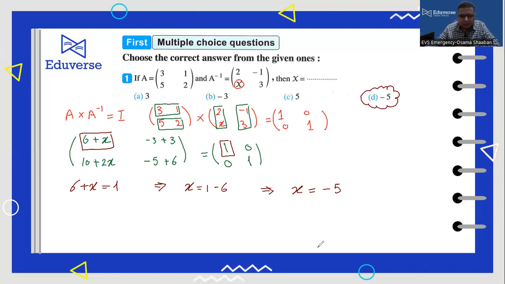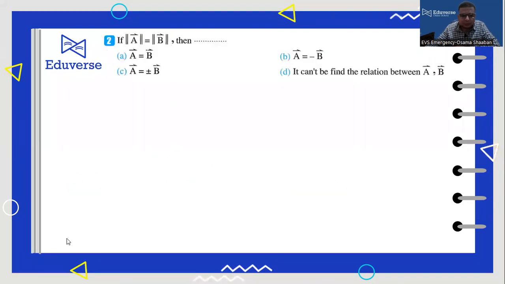Next, number 2. If you have norm of vector A equal norm of vector B, that means vector A equals vector B, or vector A equals negative vector B, or positive or negative, or you can't find the relation between A and B vector.